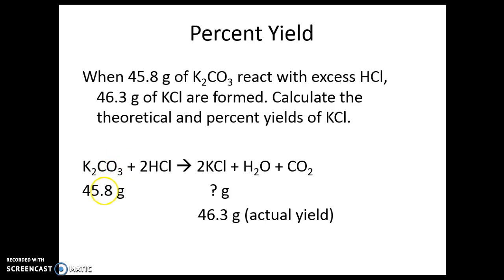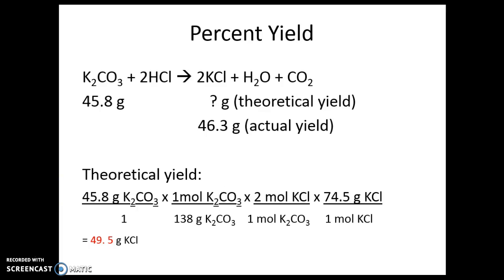Then the other number, the number of the reactant, is where we begin our dimensional analysis to get our theoretical yield. So the theoretical yield is calculated using stoichiometry. So we start with our grams of potassium carbonate, the reactant, and we use the molar mass of potassium carbonate to get to moles of potassium carbonate. Then we use the mole ratio, and we are trying to solve for the same unit of the same substance that we have an actual yield for.